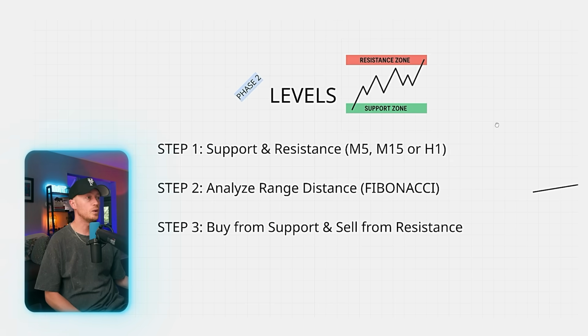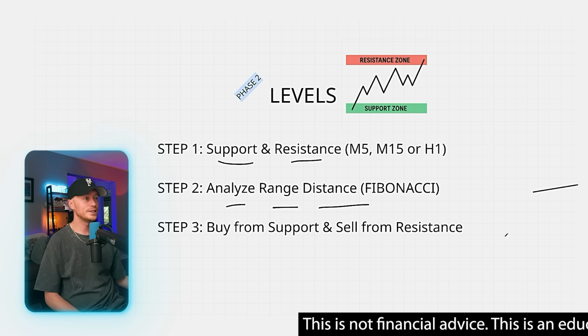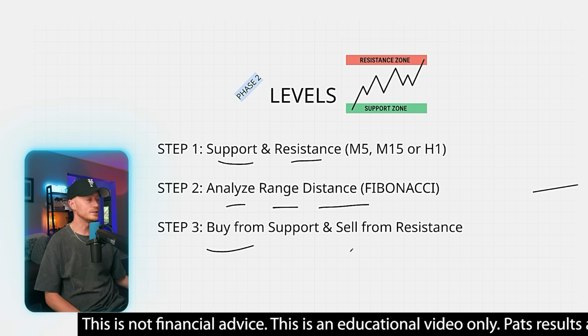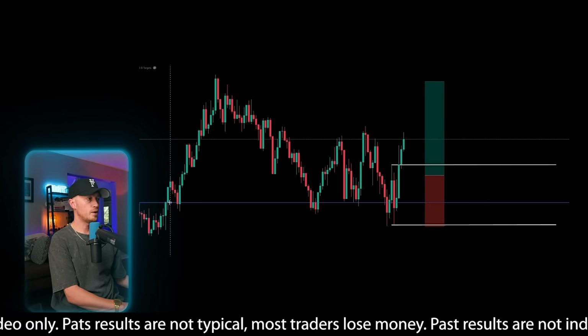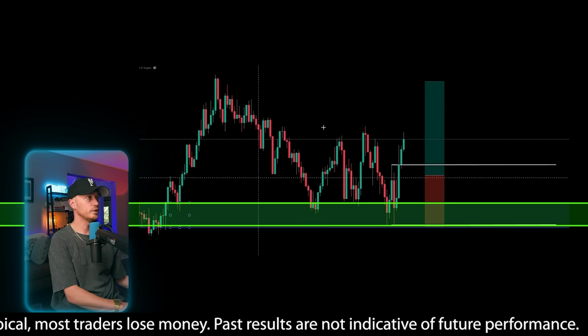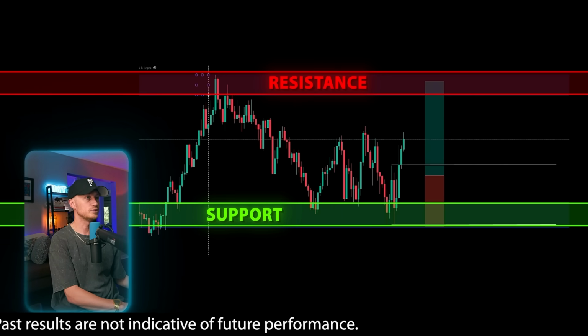Over to phase 2. We want to set up support and resistance. We want to analyze that range distance and we want to buy from support and sell from resistance. We're doing all 3 steps here. So our support is right here. Our resistance is right here.